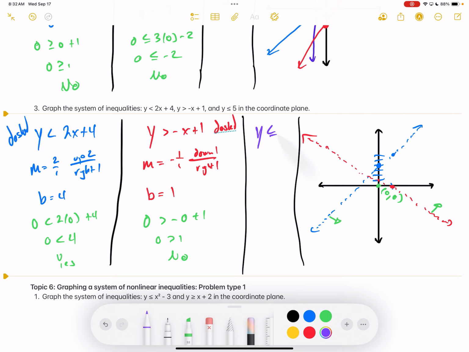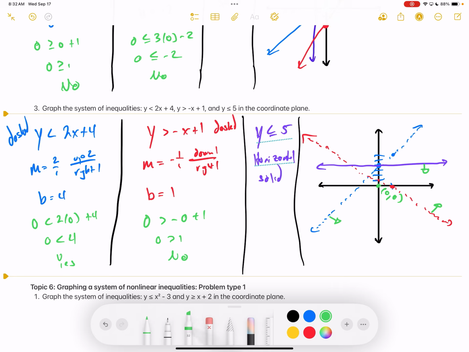It is y is less than or equal to 5. Remember, that is horizontal. It is going to be a solid line because it's less than or equal to. So I go 1, 2, 3, 4, 5 at y 5 right here. I'm going to make that a little bigger, I think. And it's less than or equal to, so I need to shade below.